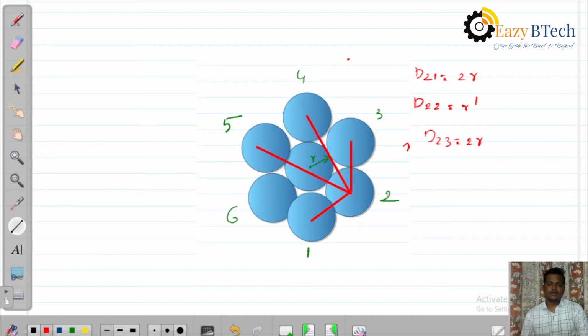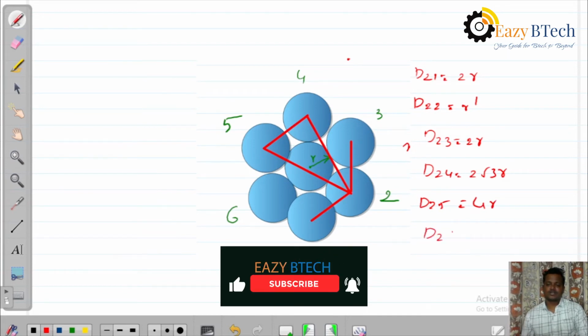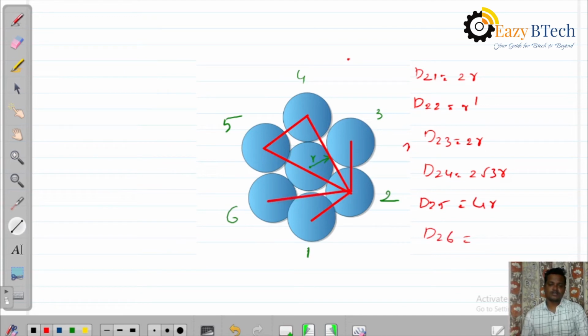D24 we can calculate. D25 is 4R, and D45 is 2R. From that you can calculate D24 is 2√3R. Next, D25 is 4R. D26 is D25 square minus D56 square. Again you can get it is 2√3R.